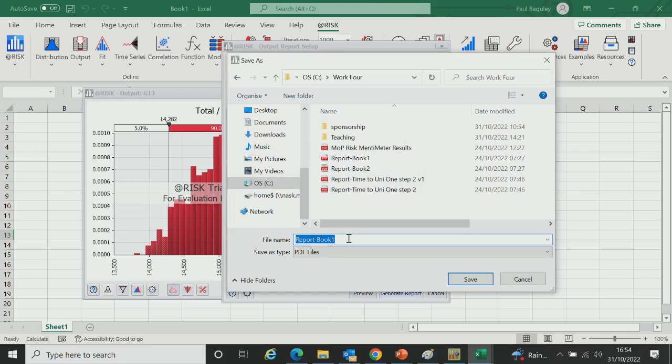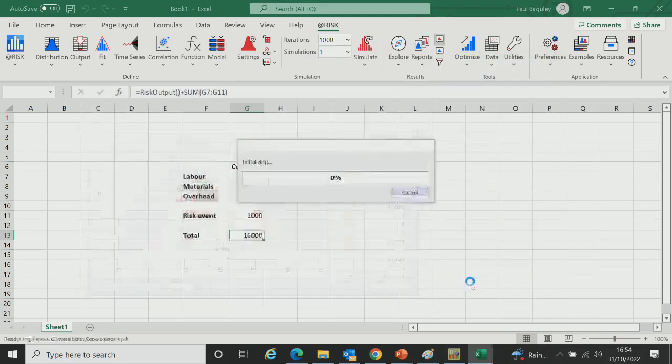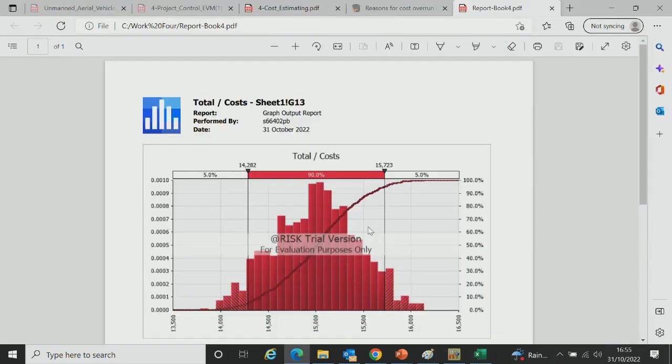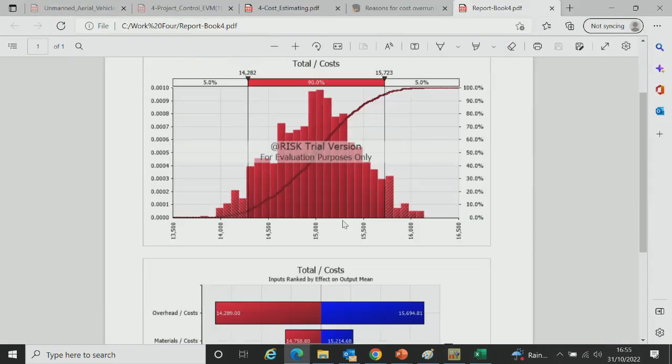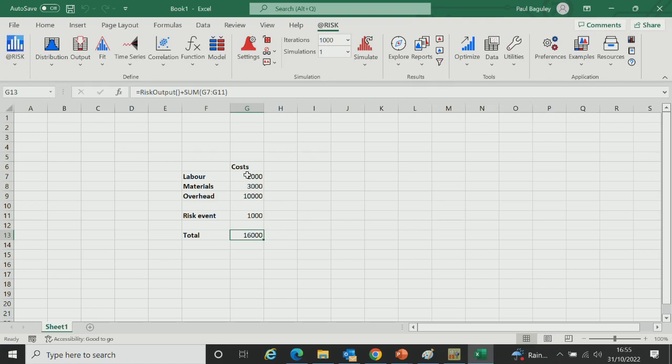I'll have to call this a different one. Yeah, of course. Let me just. That's the final distribution. So you've got a cumulative distribution there, and then you've got the probability distribution, and you've got the cumulative. So coming back to that point. Here are the triangular distributions which we defined over here.